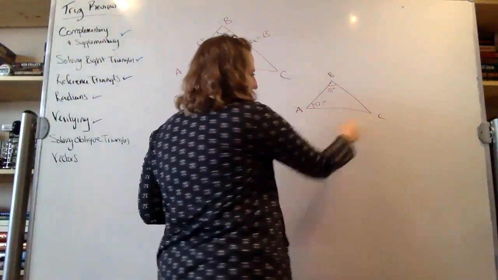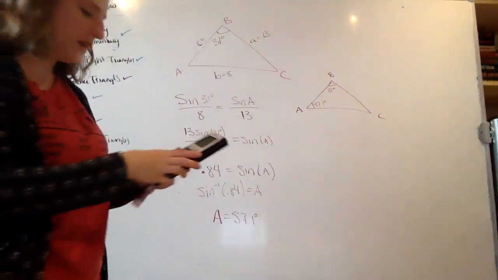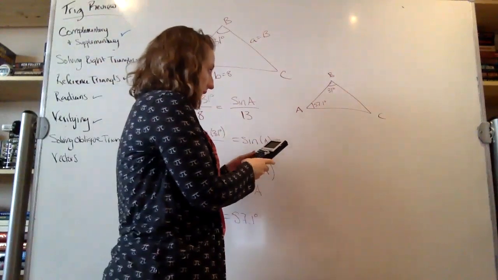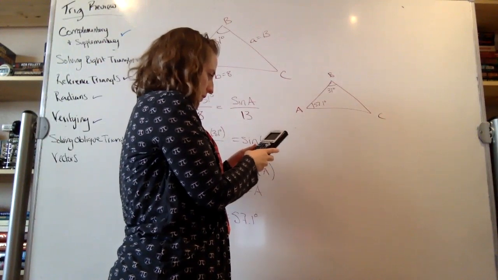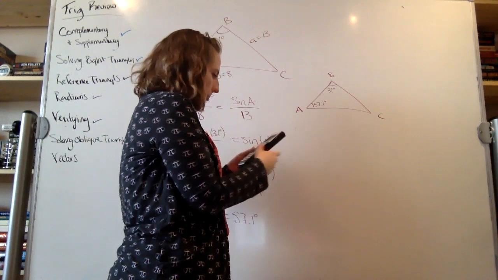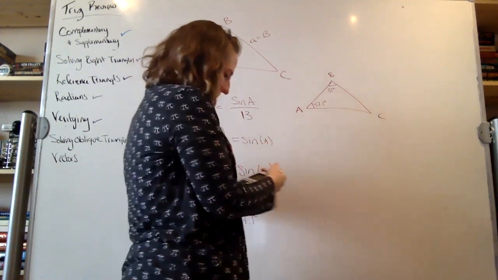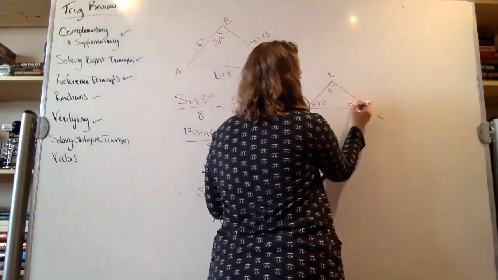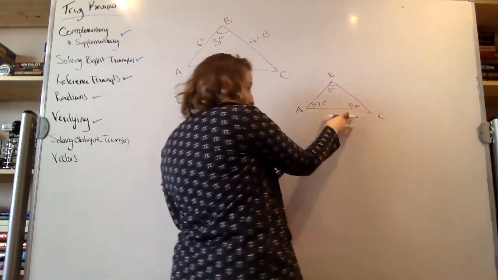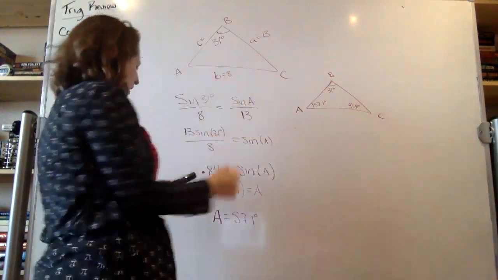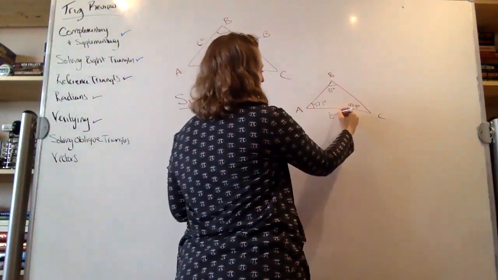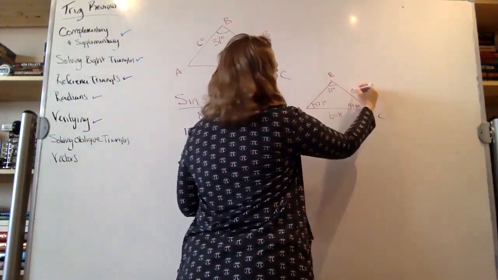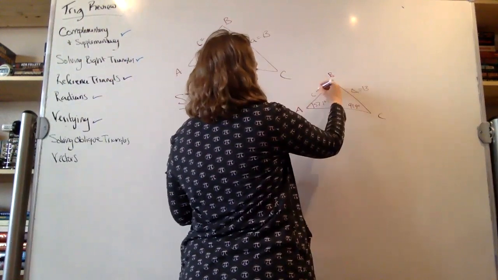Now looking at this, I can quickly find my angle C. Angle C will be 180 minus 31 minus 57.1. So our angle C is 91.9 degrees. So this is one triangle that solves our initial conditions. I need to finish solving this triangle. In other words, I still need to find C here.